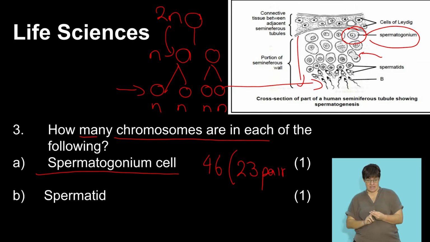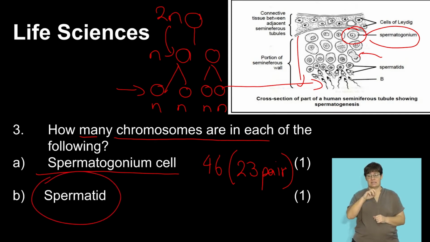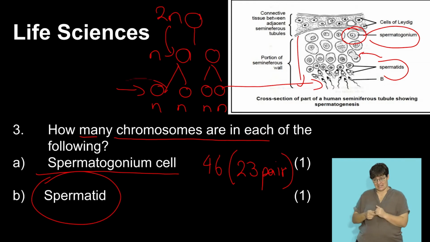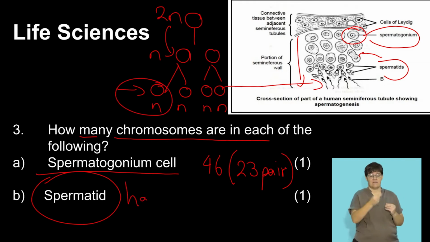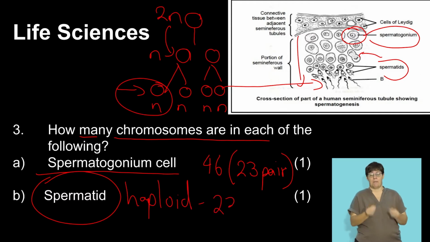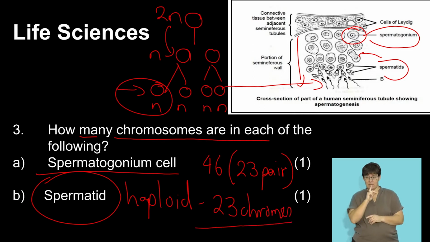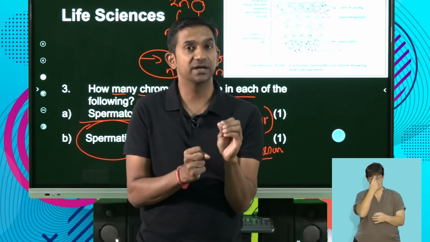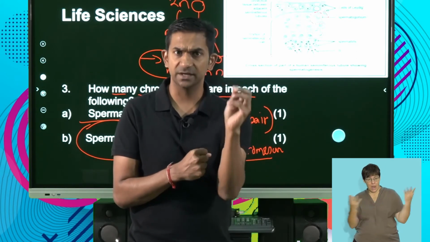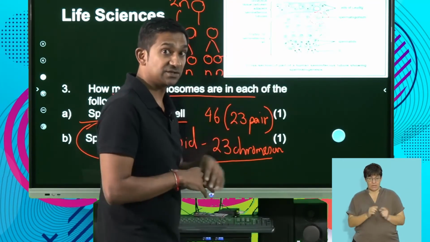So that cell would have 23 pairs, and the next cell, the spermatids that are produced at the end, would be these cells here. So they would be haploid cells, and in the context of a human haploid cell, that would have 23 single chromosomes and not pairs. So these would be 23 chromosomes. Okay, so it's important that you link your understanding of meiosis to these questions, especially with regards to the number of chromosomes that occur in these cells at different stages of development.